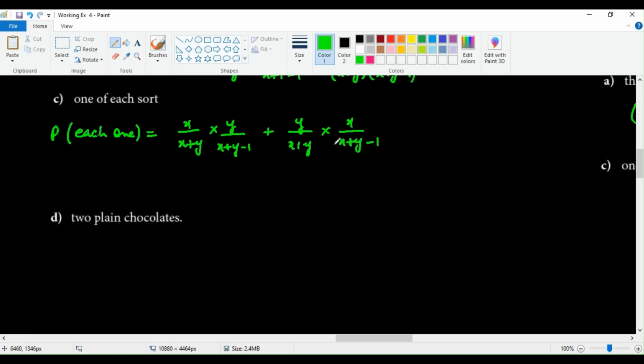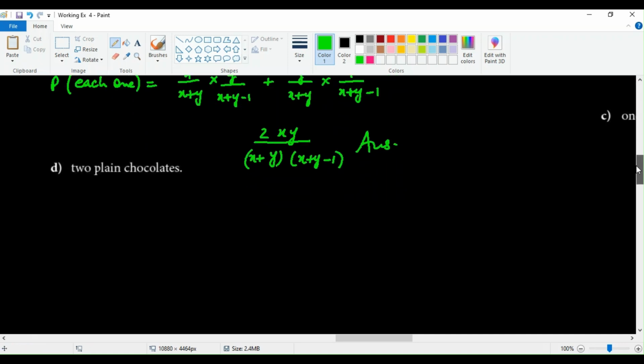So finally, once we solve this, we are going to get 2xy on top as a numerator, and the LCM is going to be x plus y multiplied by x plus y minus 1. This is going to be the answer for part C.